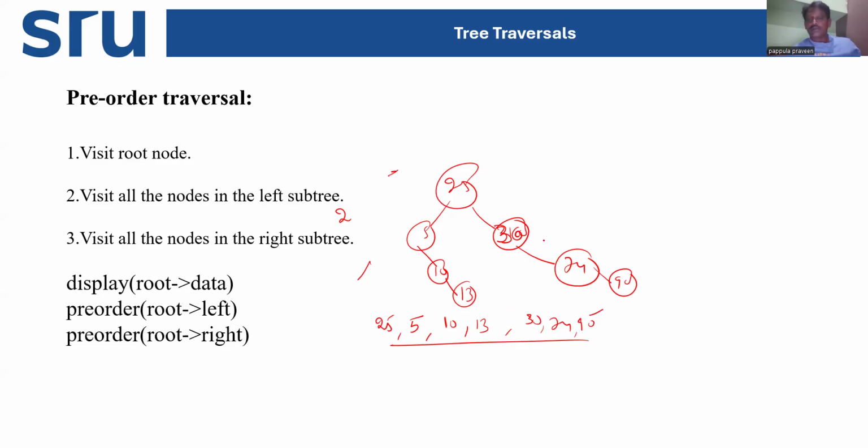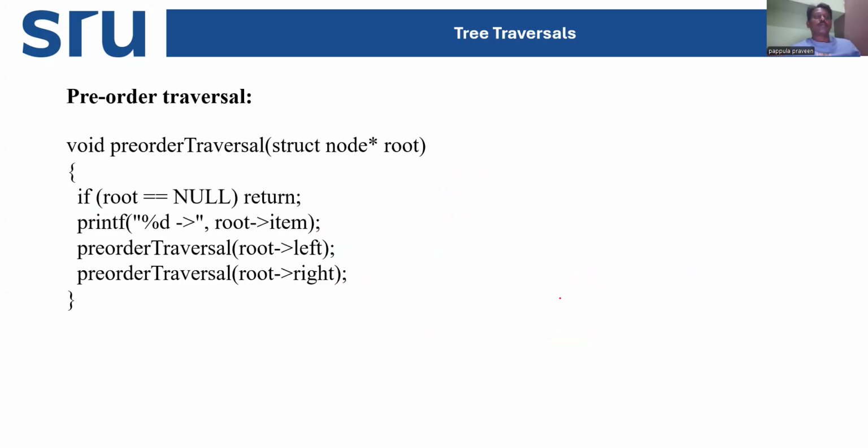Simply you remember, for A, B: pre-order means prefix, plus A, B. In order, A plus B. Okay, this is the pre-order: visit the root node, visit all the nodes of the left subtree, and visit all the nodes of the right subtree. And next, this is the code for the pre-order: void preorder traversal, struct node star root, if root equal to null return, printf root data, preorder traversal of root left, preorder traversal of root right.